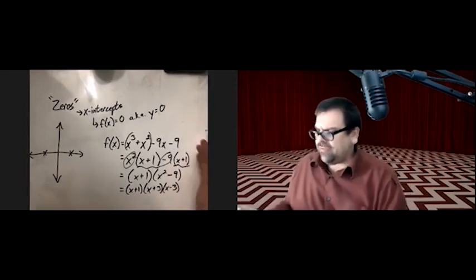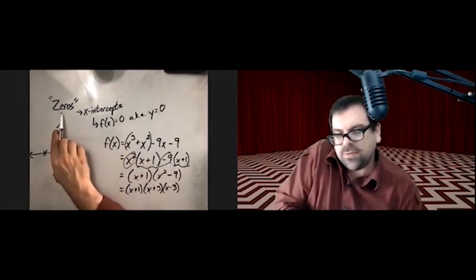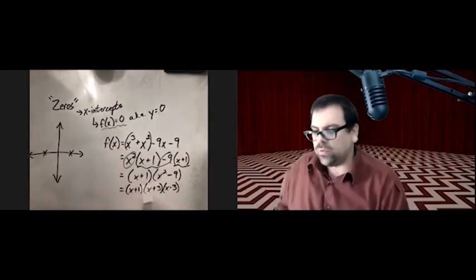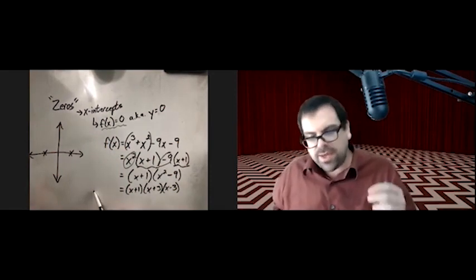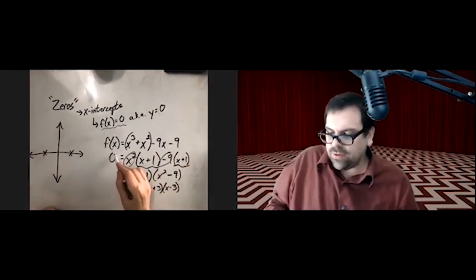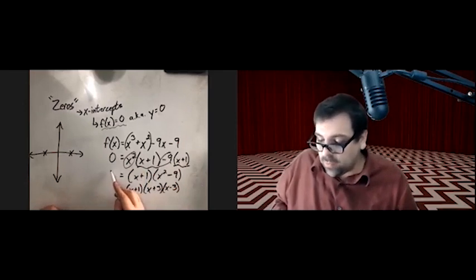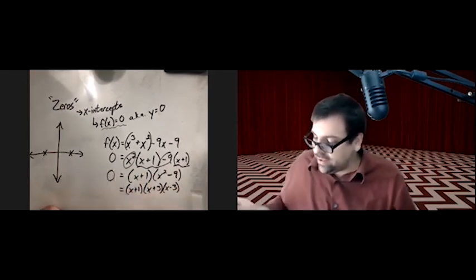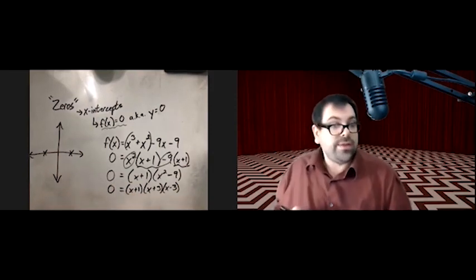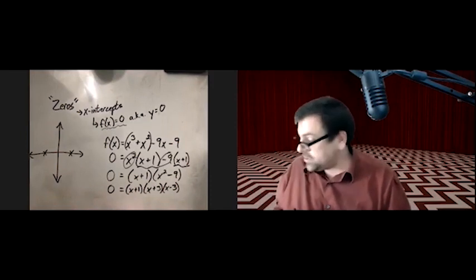So why did I factor? Well, it's because to find the zeros, to find the x-intercepts, we want to set the entire function equal to 0. Not plug 0 in, set the whole thing equal to 0. And when we have 0 on one side, what we would really like is everything completely factored on the other side, because then we can use the zero factor property.